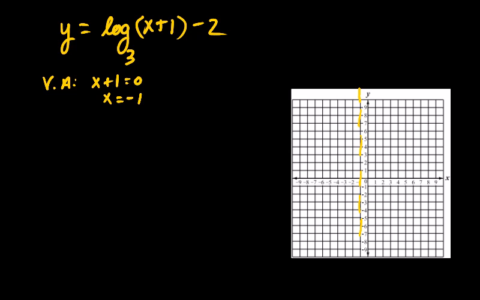on this coordinate plane. Hopefully that's making sense. This also describes a shift to the left 1. So our vertical asymptote has moved over to the left 1.